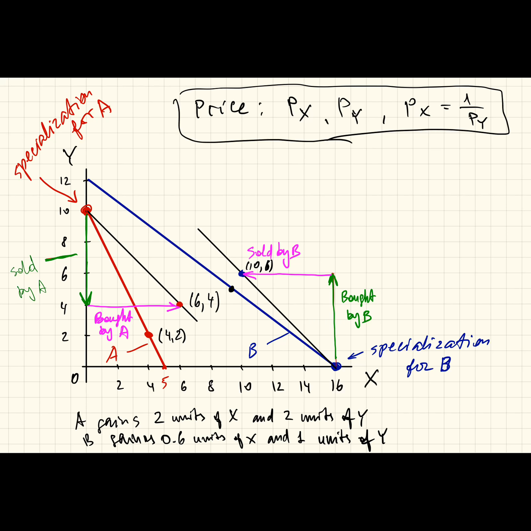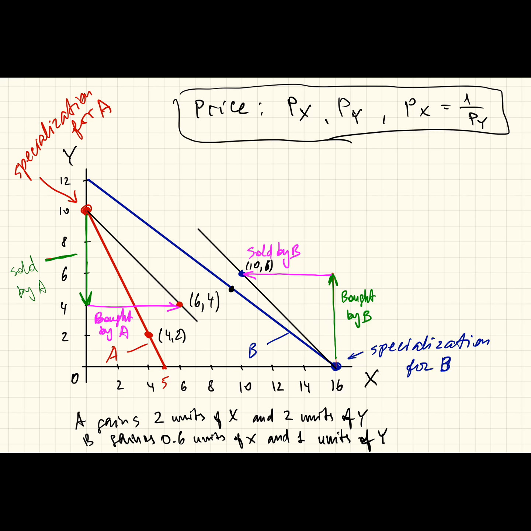When trading, you need to agree on the price. So here comes the price. In fact, you can think there are two prices: price of good X and price of good Y. Remember, there is no money in this economy. So price of good X is measured in the number of units of good Y that one has to pay for 1 unit of good X, right? And there is price of good Y, which is measured in the number of units of good X one should pay to get 1 unit of good Y.